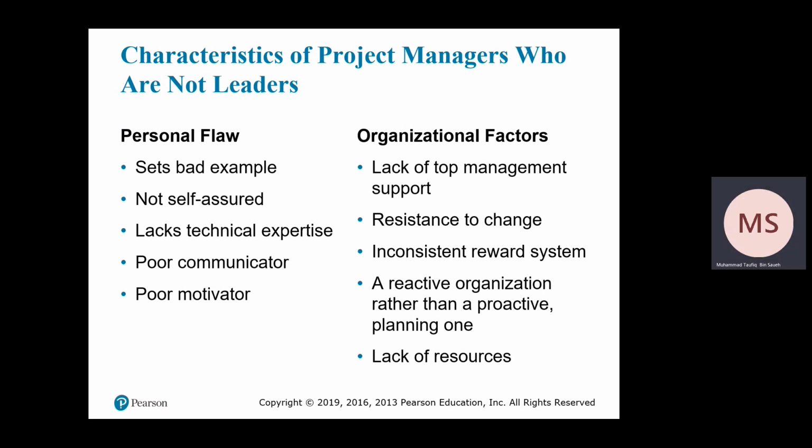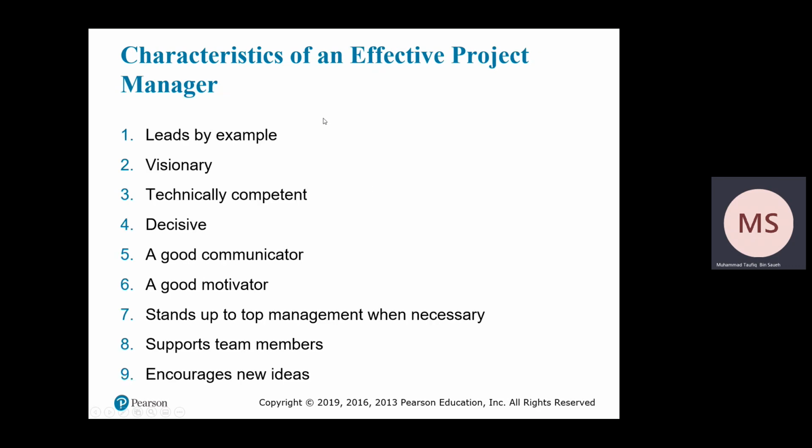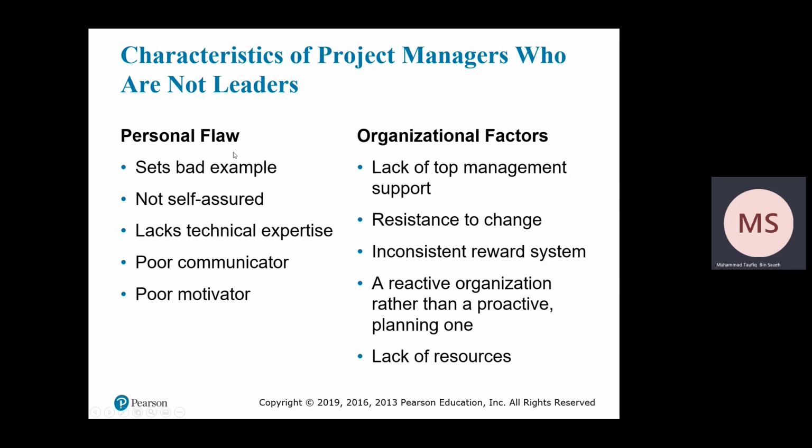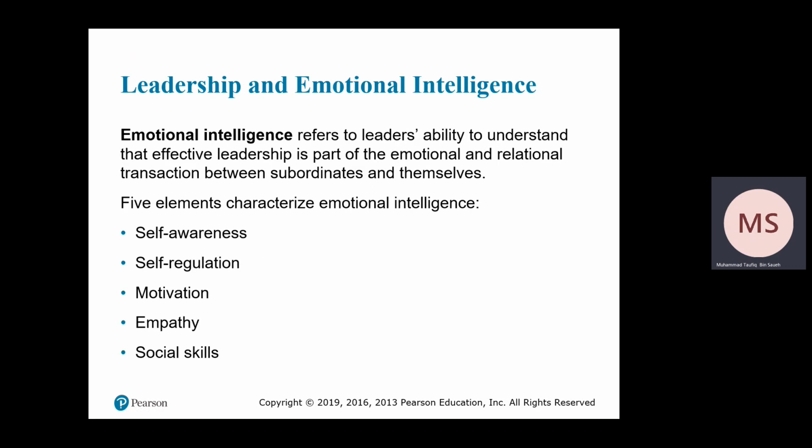So these are the characteristics of a bad project manager. Most of them are the opposite of what is listed here. For example, not self-assured, lack of technical expertise, not a good communicator, a poor motivator, lack of top management support, a close-minded person, resistant to change, inconsistent reward system, a reactive orientation rather than proactive planning, and lack of resources. So this is more on the opposite side of a good project manager.